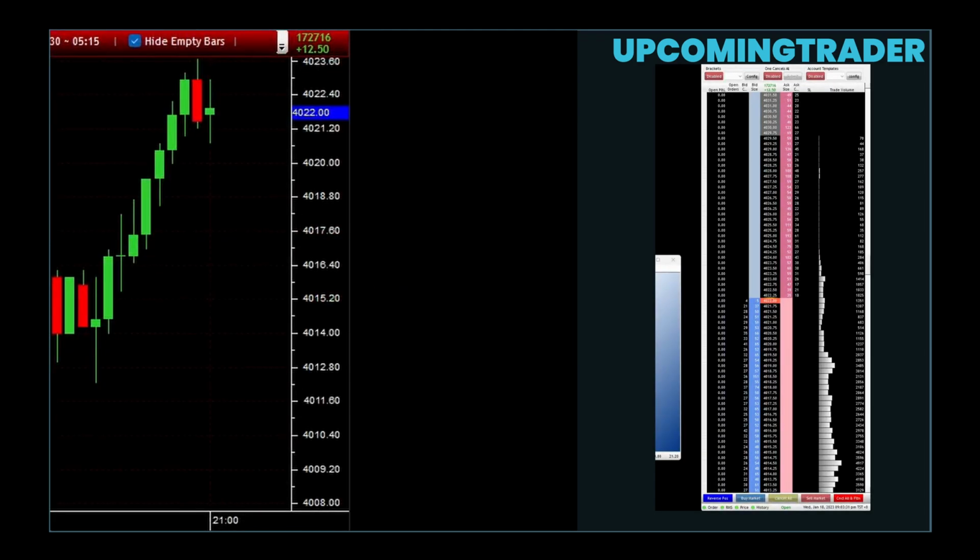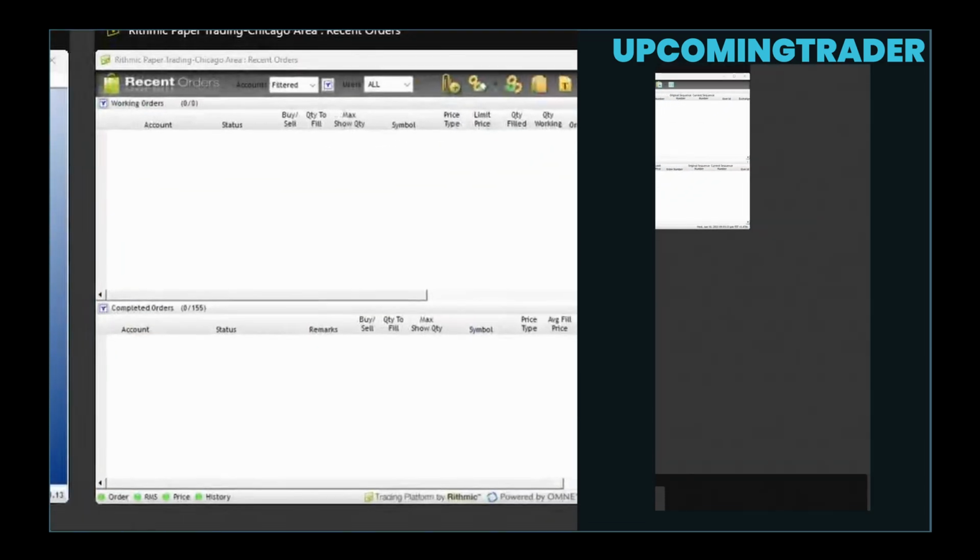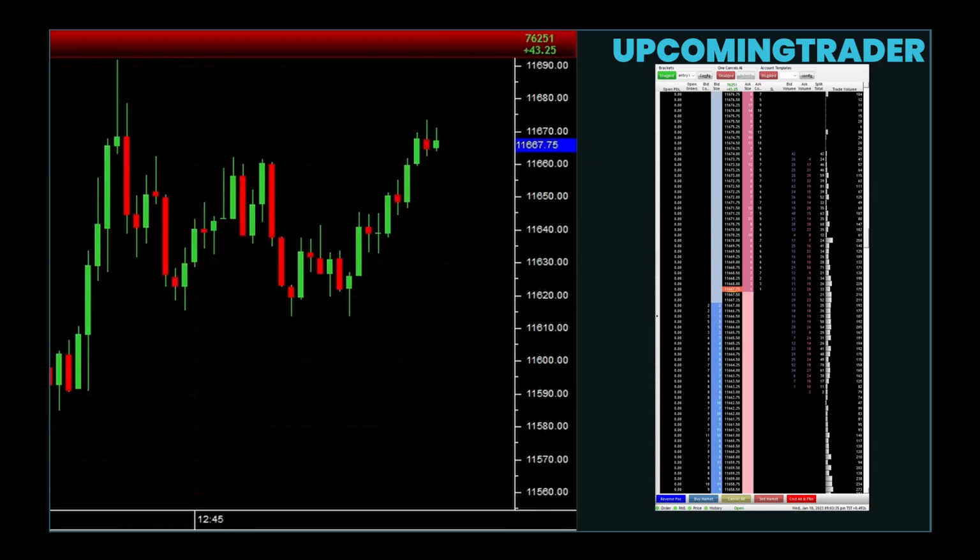A narrow spread means that there are lots of people ready to trade at similar prices, indicating strong liquidity. A wide spread, on the other hand, means that buyers and sellers are not really agreeing on what the price should be, which can result in lower liquidity.